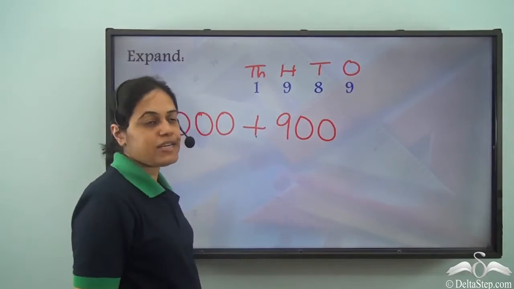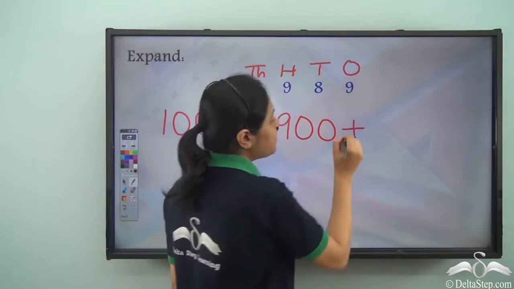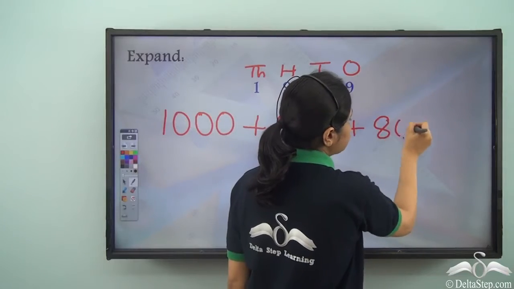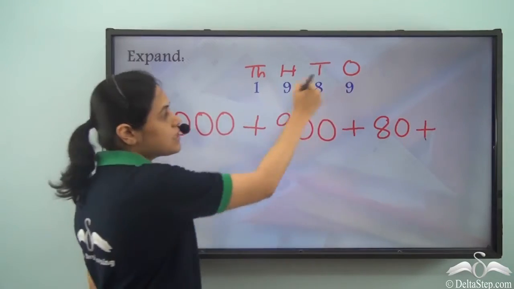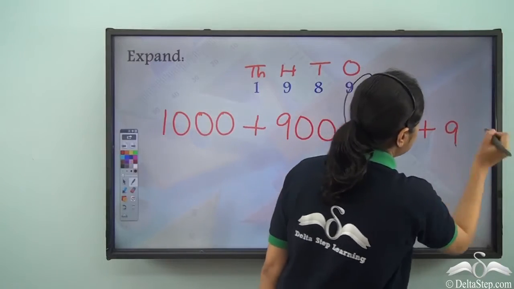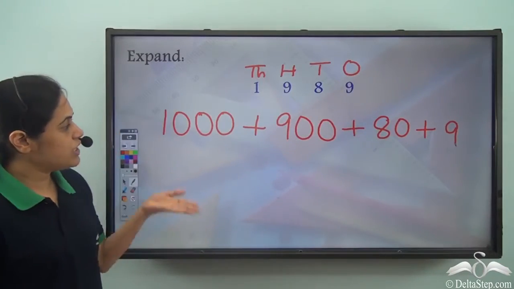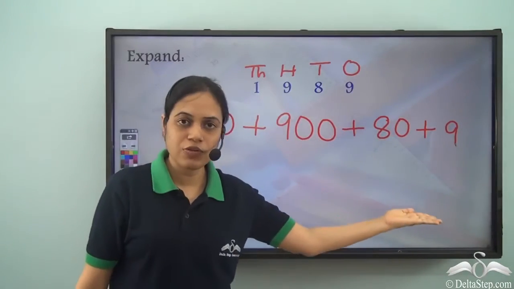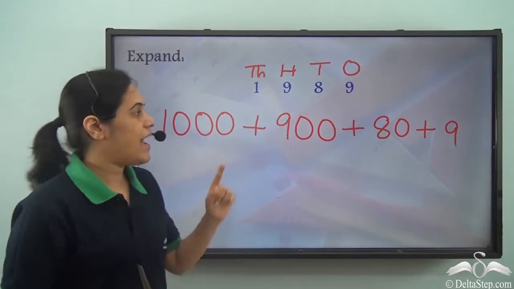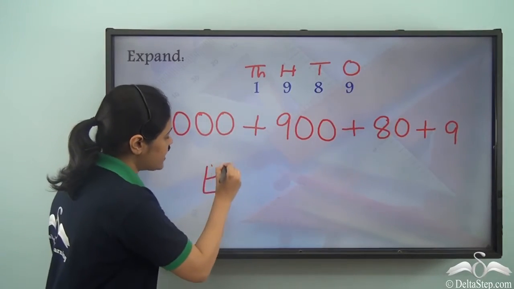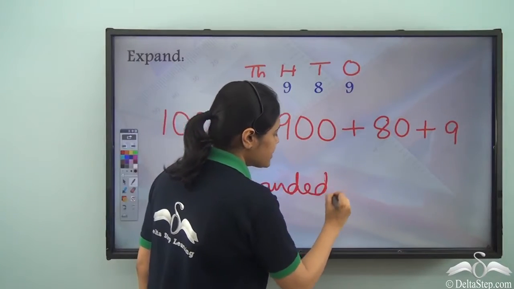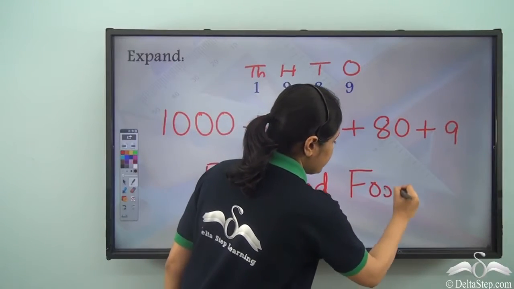8 is in the tens place. So, I need to add the place value of 8, that is 8 into 10, 80, plus the place value of 9, that is 9 into 1, 9. So, these are the place values of different digits which are added, and this is the expanded form of the given number.